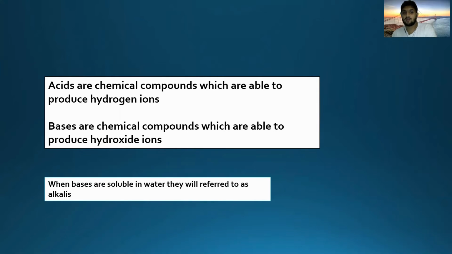The important thing is that bases, when they are soluble in water, are normally referred to as alkalis. Most bases are soluble in water, so you can definitely refer to them as alkalis. If you refer to bases as alkalis, there's no problem. Bases are basically a synonym for alkali. In certain books you will see alkali, in certain books you see bases. No worries, they both represent the same thing.